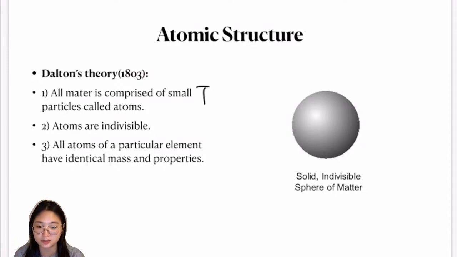Nucleus and the electrons. And the nucleus also consists of the protons and neutrons. So atoms are indivisible. This is actually false. And what about the third one? All atoms of a particular element have identical mass and properties. So this is considered correct, but only partially correct, because we just talked about the idea of isotopes. When it comes to the same isotope of an atom, they have exactly identical mass and properties. But when it comes to different isotopes, they have different mass. And then they might also have different chemical properties.